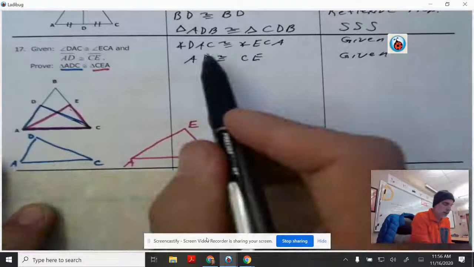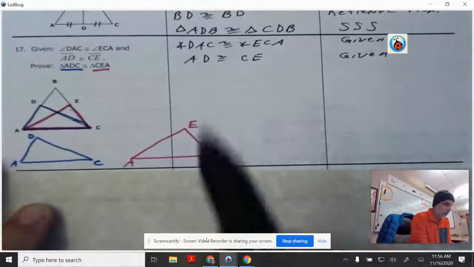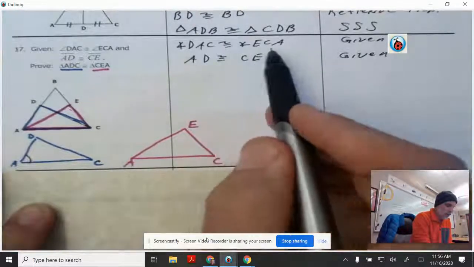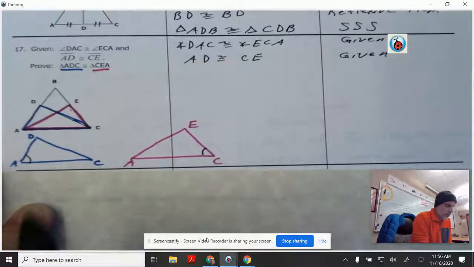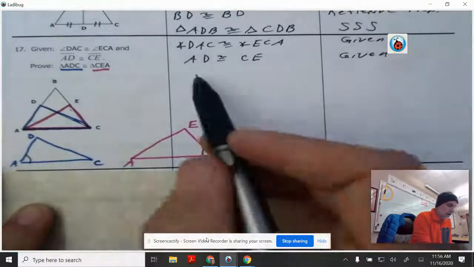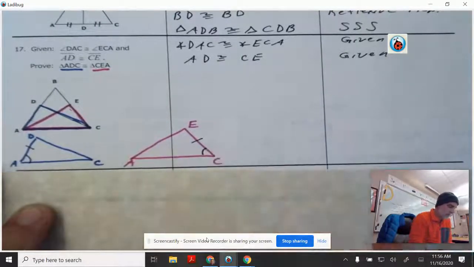All right, and let's mark the given, because this was given information, but let's mark it down here. Don't mark it up there. So angle DAC is this angle, that one, is congruent to ECA. Okay, so that would have been a little hard for us to mark up here. That whole angle is equal to that whole angle. AD is congruent to CE, was also given, so that one was congruent to that one.